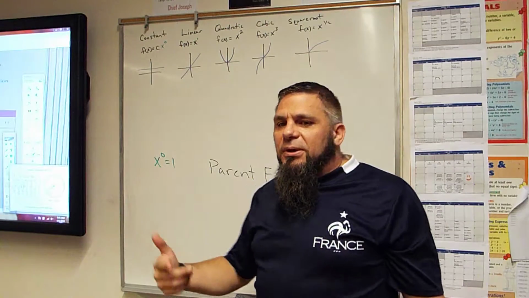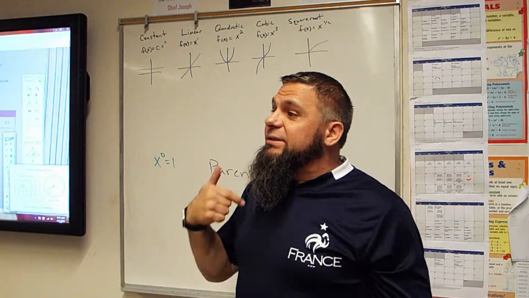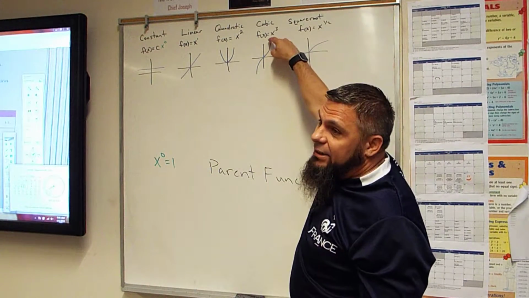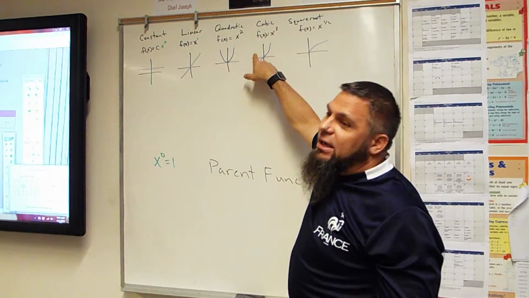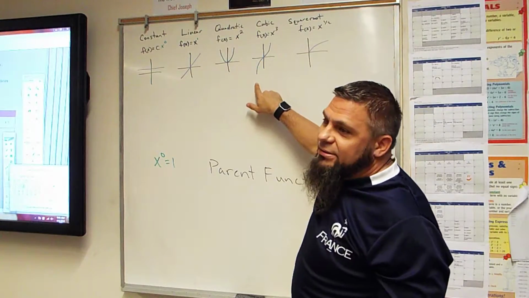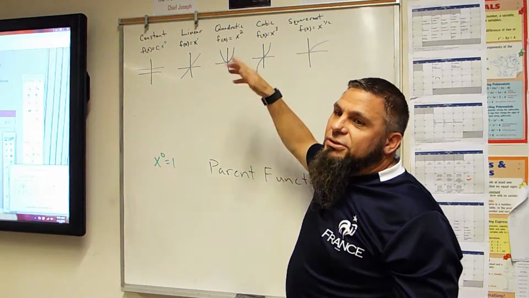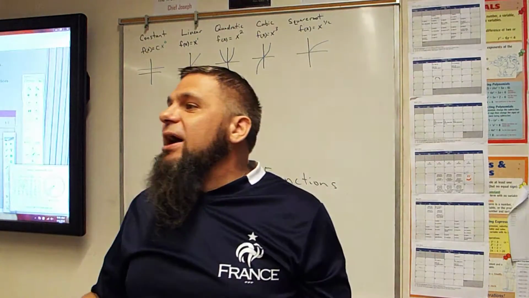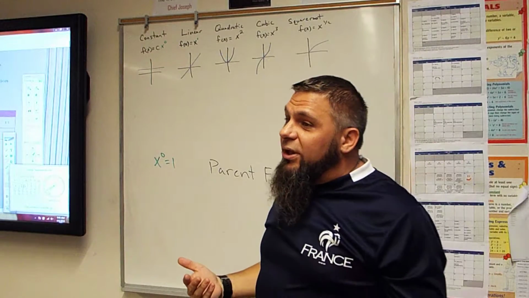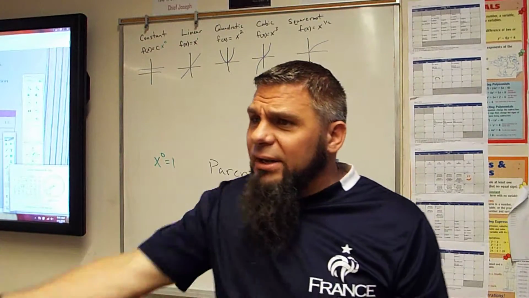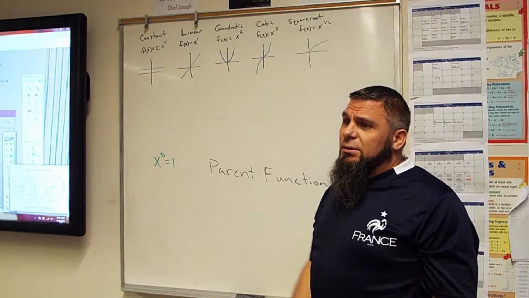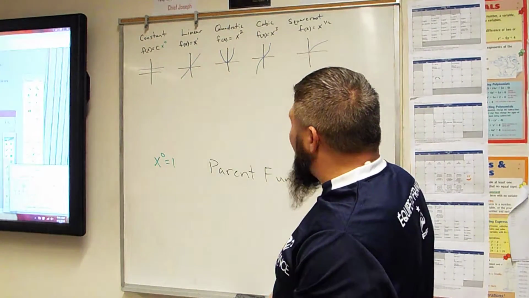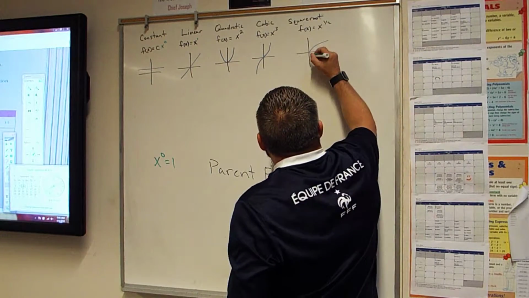In other words, 2 times 2 times 2 is 8, but negative 2 times negative 2 times negative 2 is negative 8, and so forth. 5 times 5 times 5 is 125, but negative 5 times negative 5 times negative 5 is negative 125.